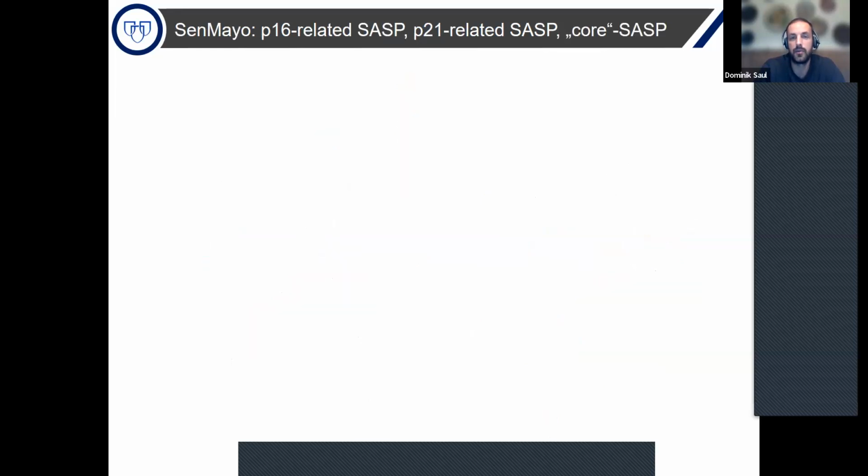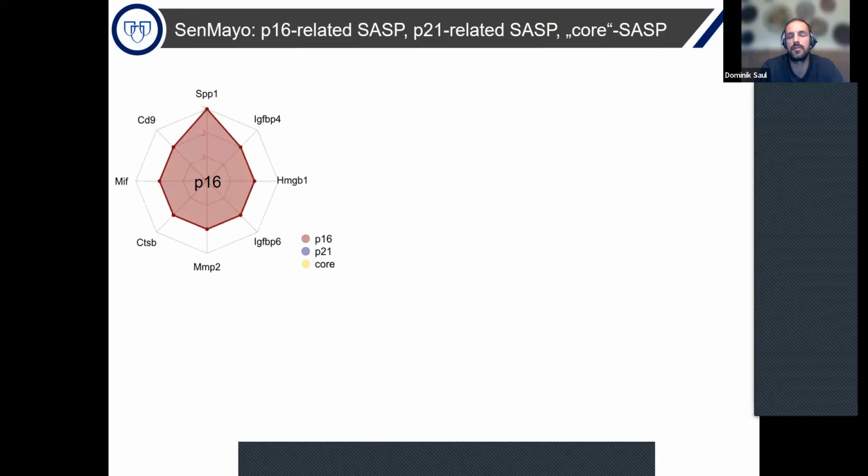And another way to look at these, just to focus on specific factors and the data sets that we found these factors to be associated with: when we look at the P16 positive cells, in how many data sets were these specific markers enriched? In 3 of the analyzed data sets, we found SPP1 to be upregulated in P16 positive cells. So this really seems to be a marker that is closely connected to P16 positivity.